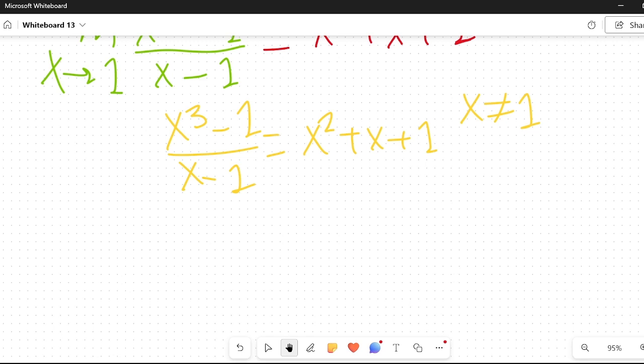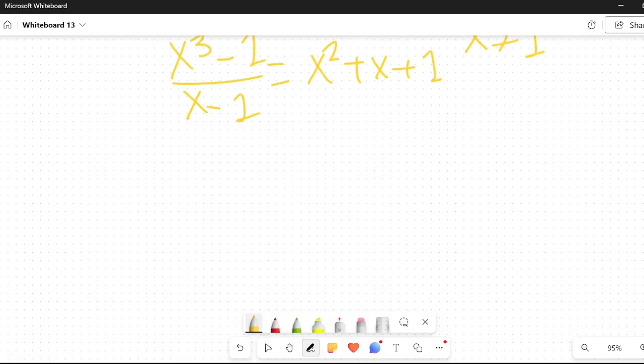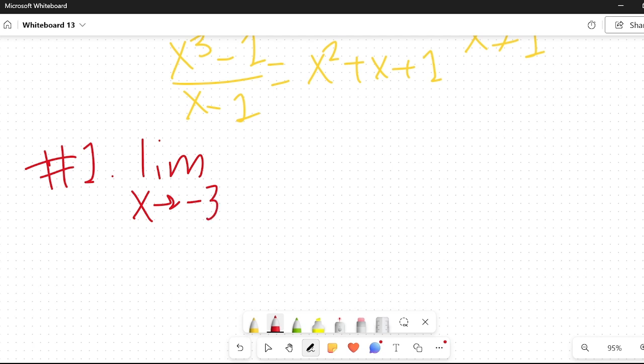Yeah, this is our dividing out technique. So let's actually do some practice. Our first practice problem, practice problem number 1: let's evaluate the limit as x approaches -3 of (x squared plus x minus 6) over (x plus 3).